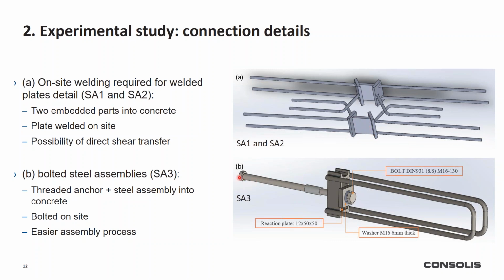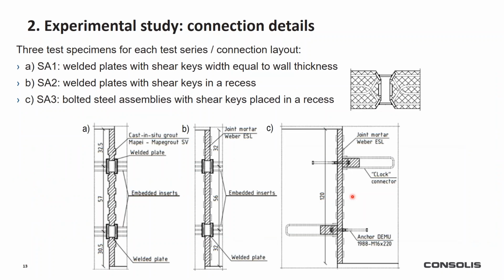For the third series, we had a threaded anchor that is embedded and a steel assembly, and the connection is achieved after bolting on site. And in the end, the connection is filled with mortar or grout. We have the shear key that allows a proper shear transfer, and for this series we had the shear keys equal to the wall thickness, and for the second and the third series we had reduced size of the shear keys.